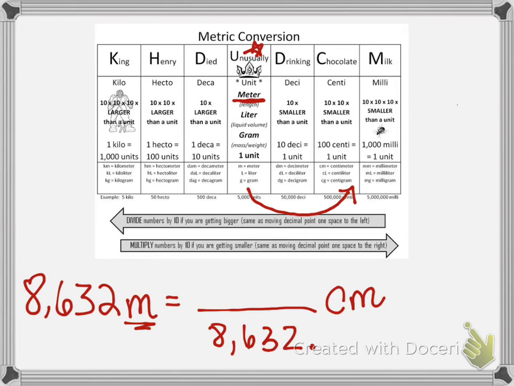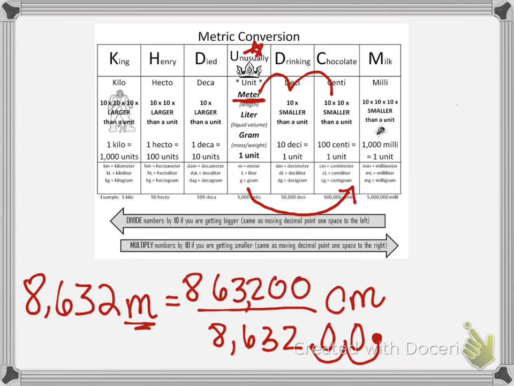How many times are we moving? Let's see. 1, 2. There's our new decimal point. And in these holes, we put zeros. So this one becomes 863,200 centimeters. So 8,632 meters is equal to 863,200 centimeters.